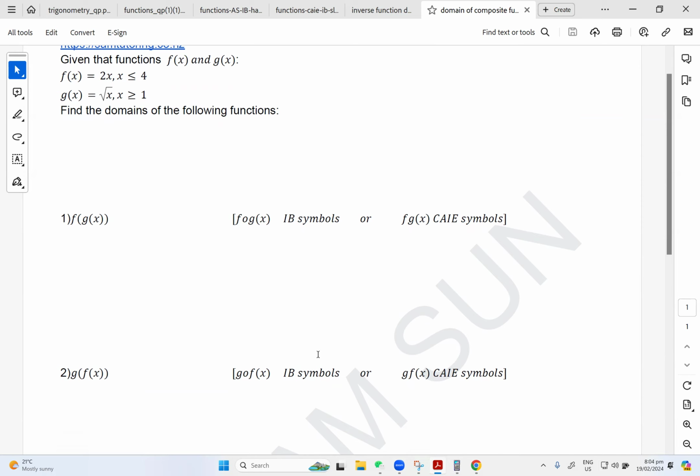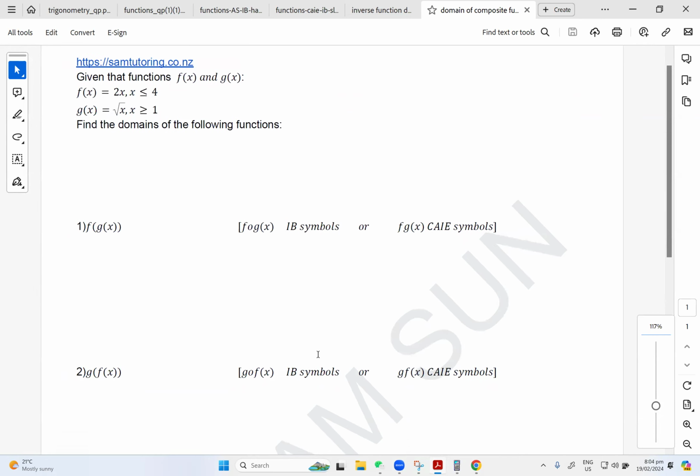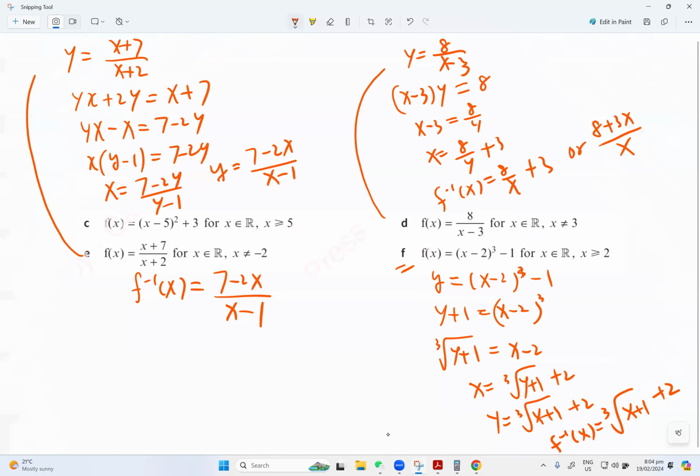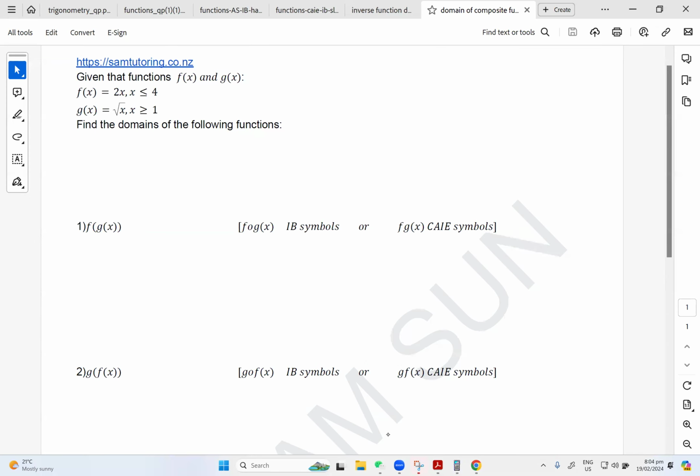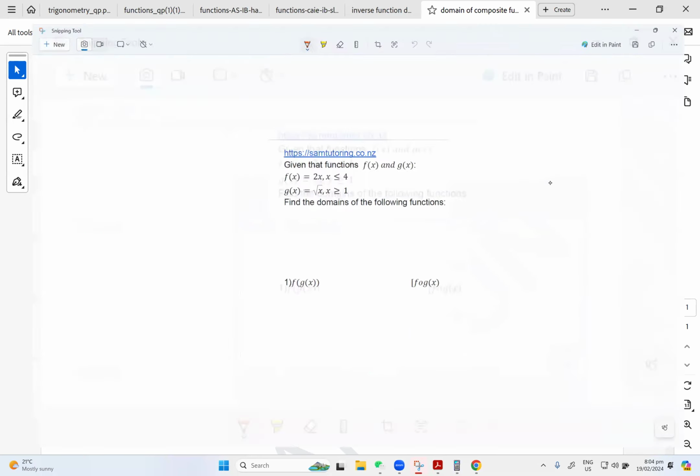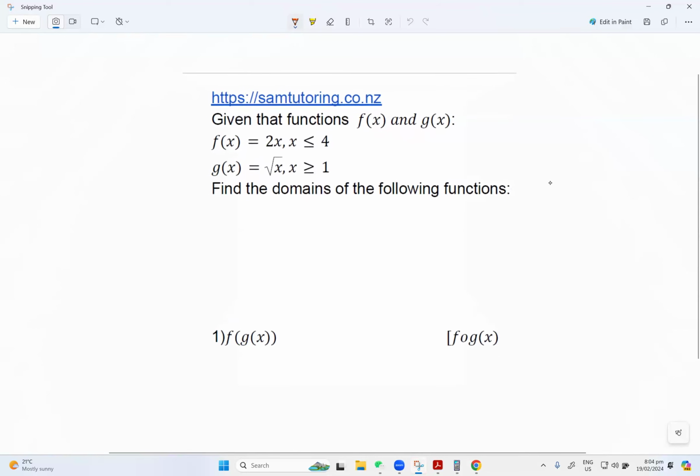The question is not easy. Check what the question is asking. The question asks you for the domain, like the possible x values. Check how we do this question.